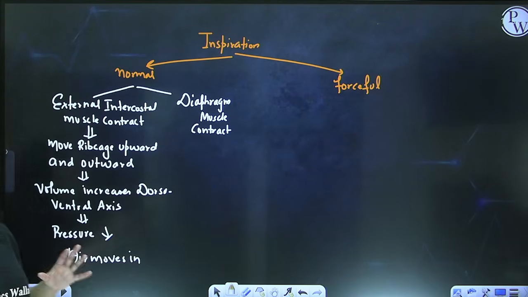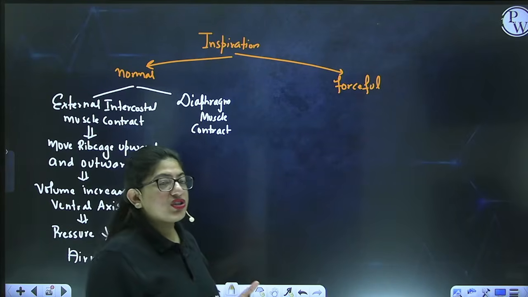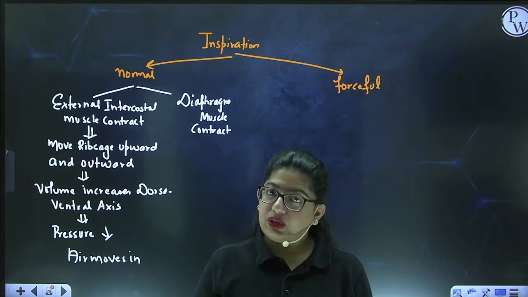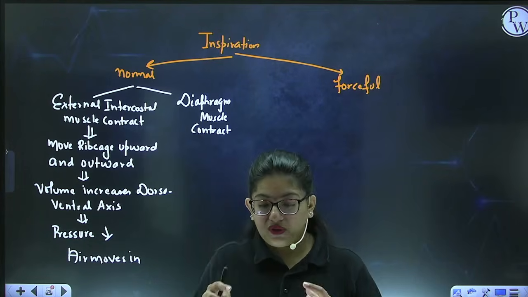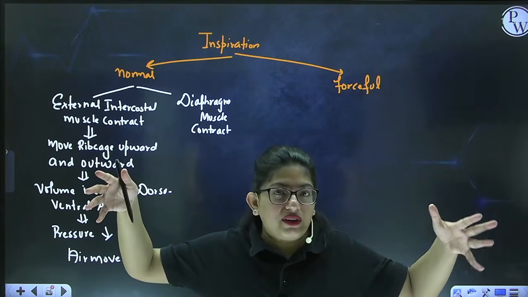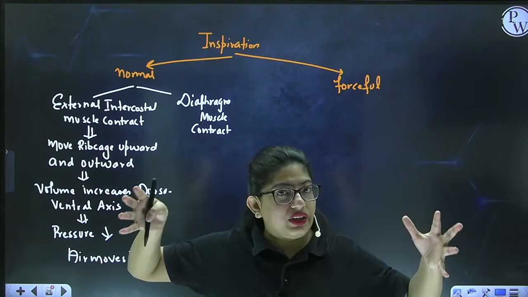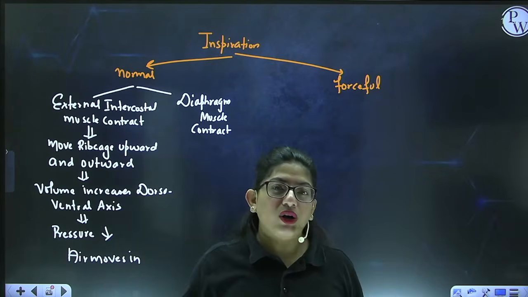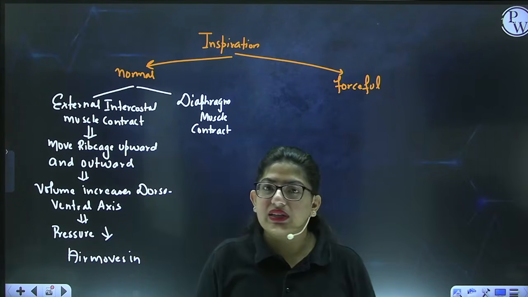All right, this is what we do. And the volume and the pressure change in all the three cavities: thoracic, pleural and pulmonary. Because first of all, the chest will expand, the thoracic cavity will expand, then the pleural cavity will expand, then the pulmonary cavity will expand. And all the volumes are increased in all these three cavities.